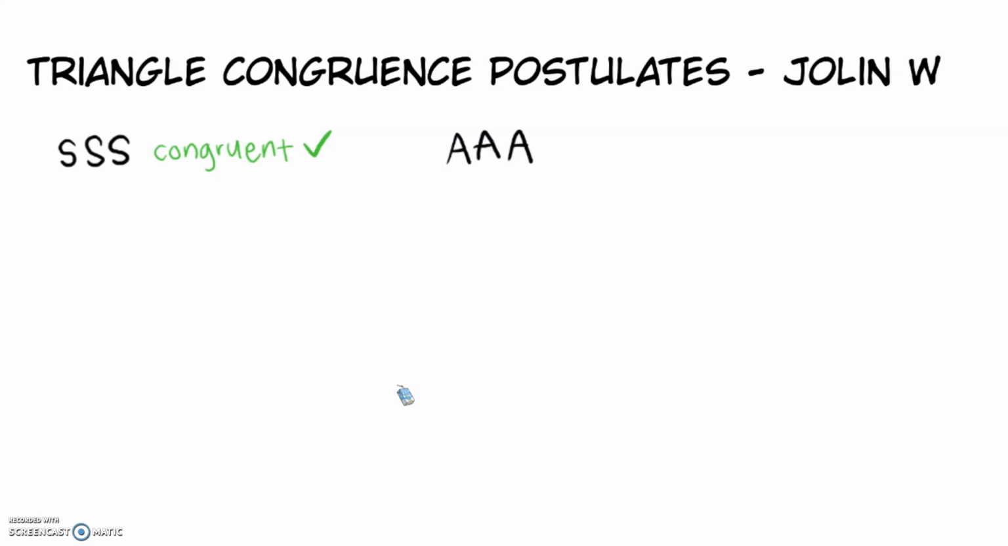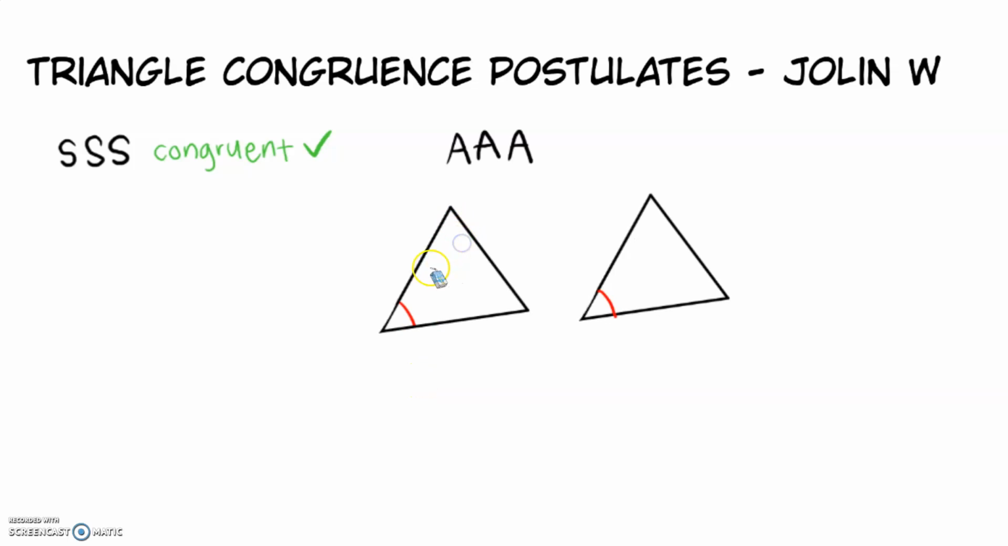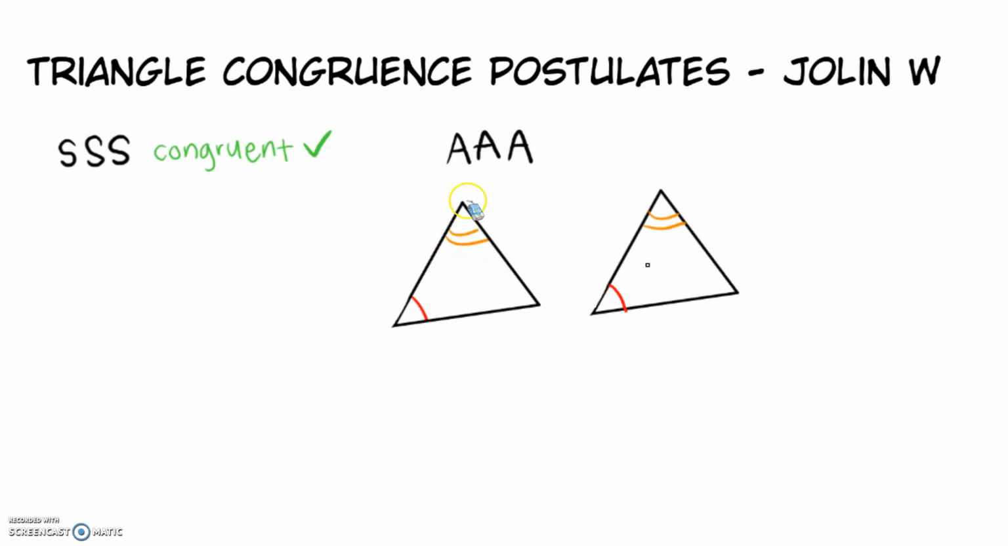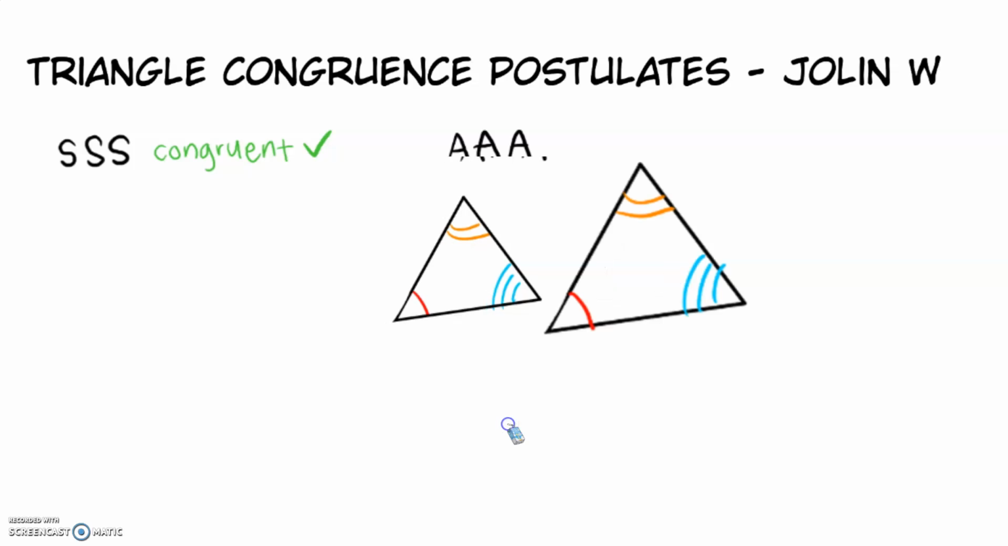Moving on to angle, angle, angle. With angle, angle, angle, the three corresponding angles are congruent. This would be the first angle, the second A, and then the third A. However, this cannot prove congruency because the triangle can be dilated, reduced, or enlarged, and the angles would remain the same, but the side lengths could be very different. Angle, angle, angle implies that the triangles are similar, but not necessarily congruent.